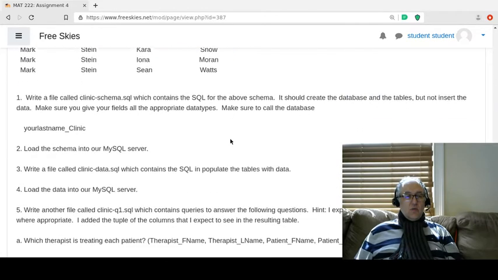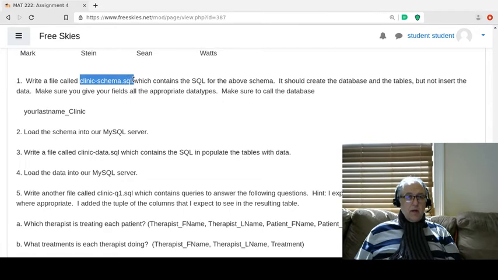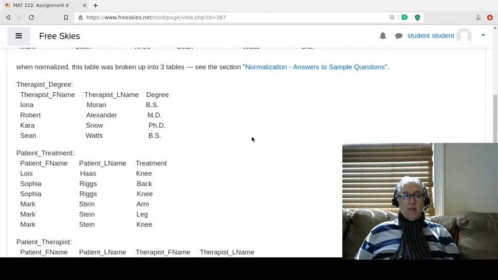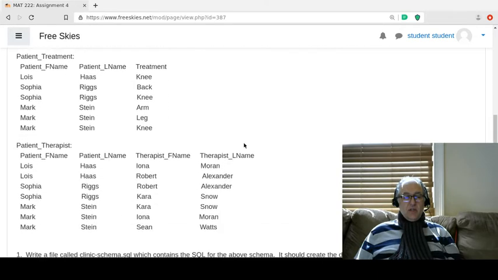Okay, so you're asked to write a file called clinic-schema.sql, and it's to contain the SQL to create the above schema. That is a database with those three tables. And you should make sure that you call your database whatever your last name is, followed by underscore clinic. I didn't tell you what data types to use, so just choose the correct data types and figure out what the primary key should be for each of the tables.